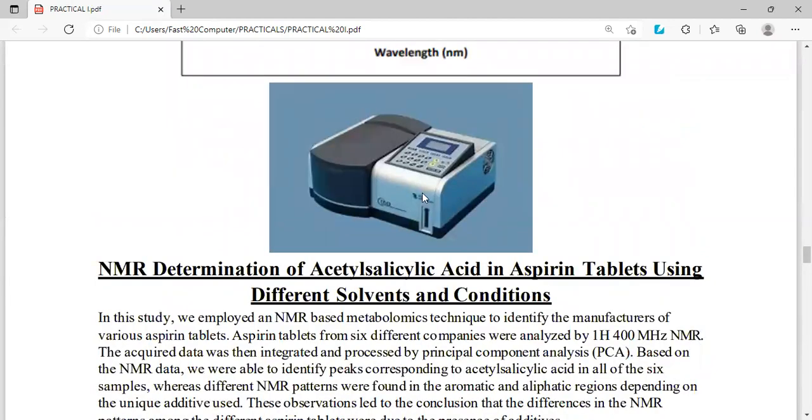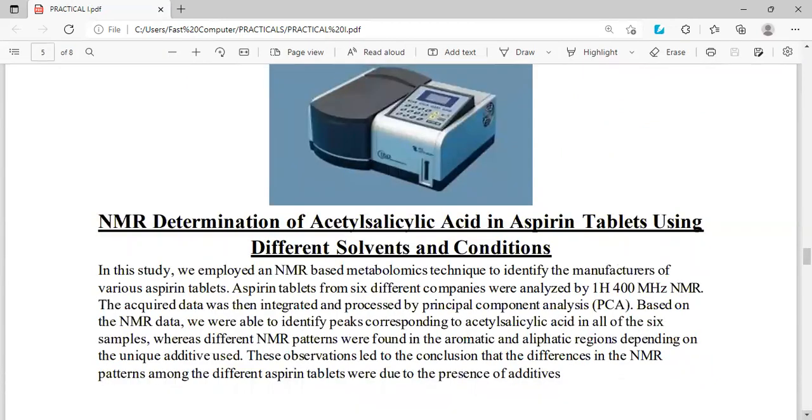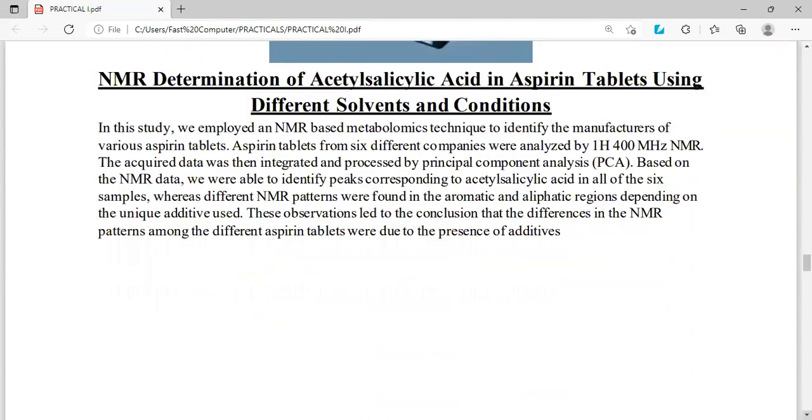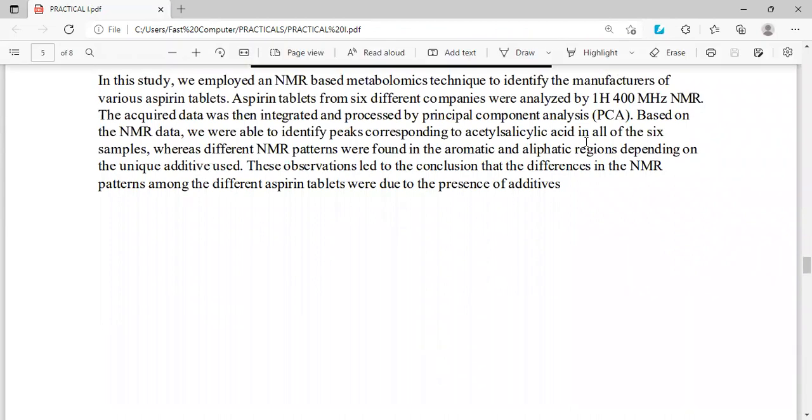This is the instrument used to discuss NMR determination of ASA in aspirin tablets using different solvents and conditions. In this study, we employed an NMR-based metabolomics technique to identify the manufacturer of various aspirin tablets. Aspirin tablets from 6 different companies were analyzed by 1H 400 megahertz NMR. The acquired data was then integrated and processed for principal component analysis.